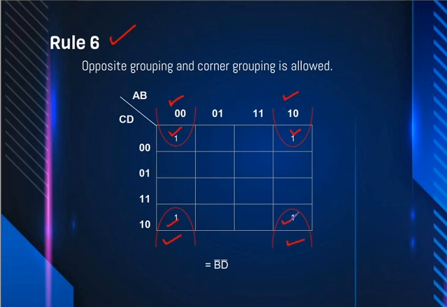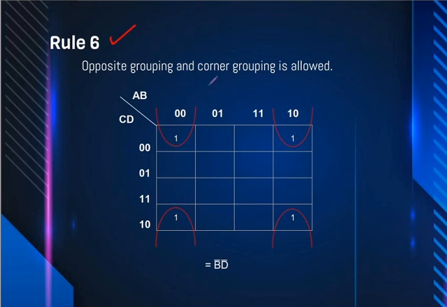Because the more equations we take, the larger our final equation will be. But our main task for using Boolean expressions or K-map is to reduce the equation. So how can we reduce the equation? We will use opposite grouping and corner grouping. How does it work? It works like this. For example, let me rub this so that we can understand easily.